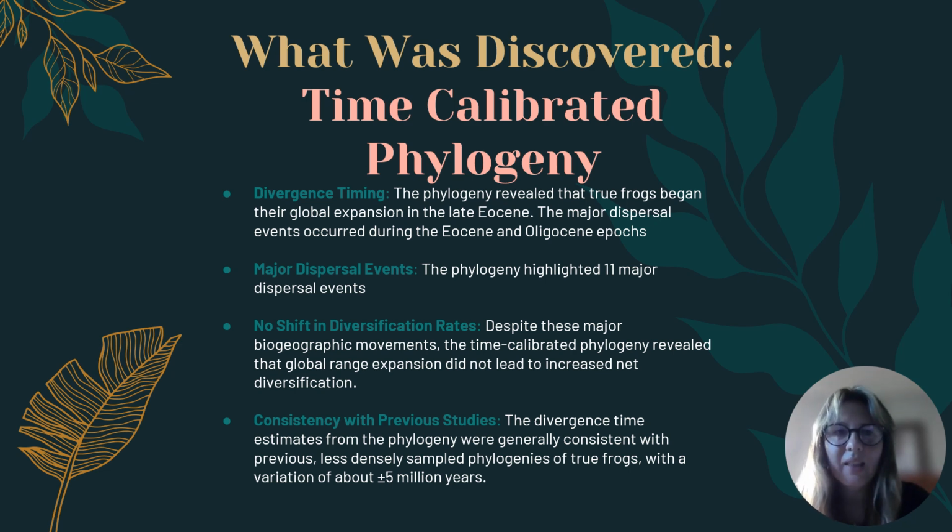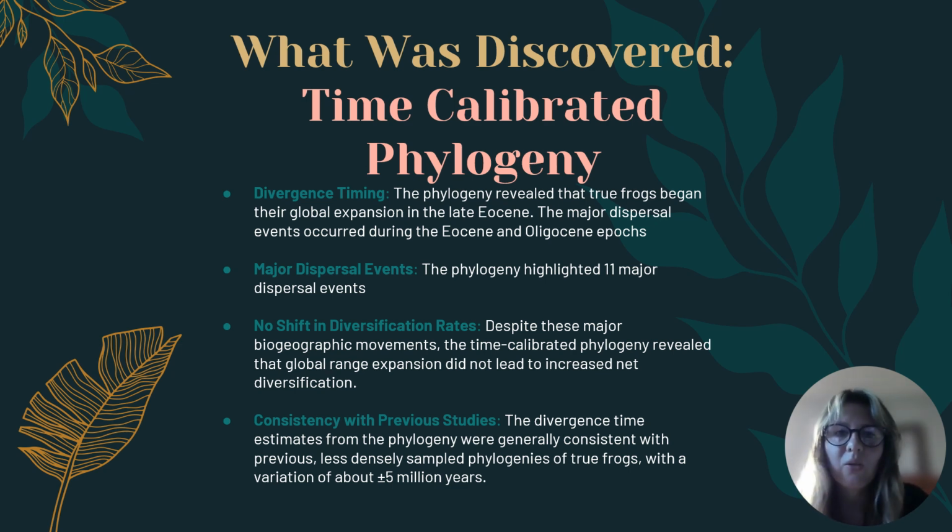Based off of the study that was created, we were allowed to go a little bit more in depth with that divergence timing. This analysis revealed that true frogs began their global expansion during the late Eocene epoch as well as the Oligocene epochs. During this time, there were even 11 major dispersal events: 3 colonizations of the Indian subcontinent, 2 colonizations of Europe by the species in the genera Pelophylax and Rana, 2 colonizations of the Americas by the species of Rana, and other significant colonizations into the Philippines, Africa, and Australia, Asia.